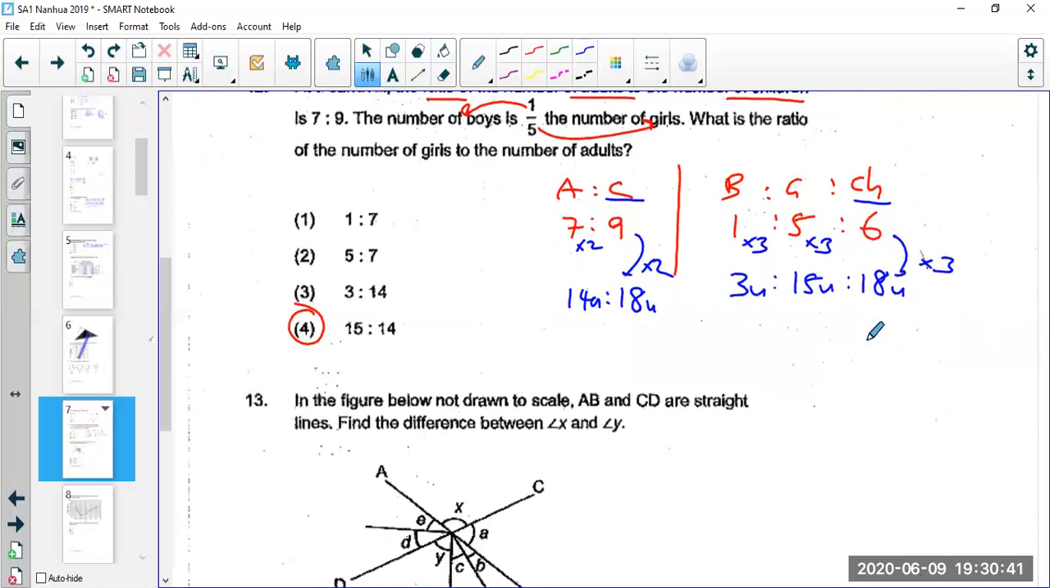So what's the ratio of girls to adults? So you look at the girls. The girls is how many? The girls is 15. All right, 15. And the adult is 14. So 15 is to 14. That's how you get number 4.